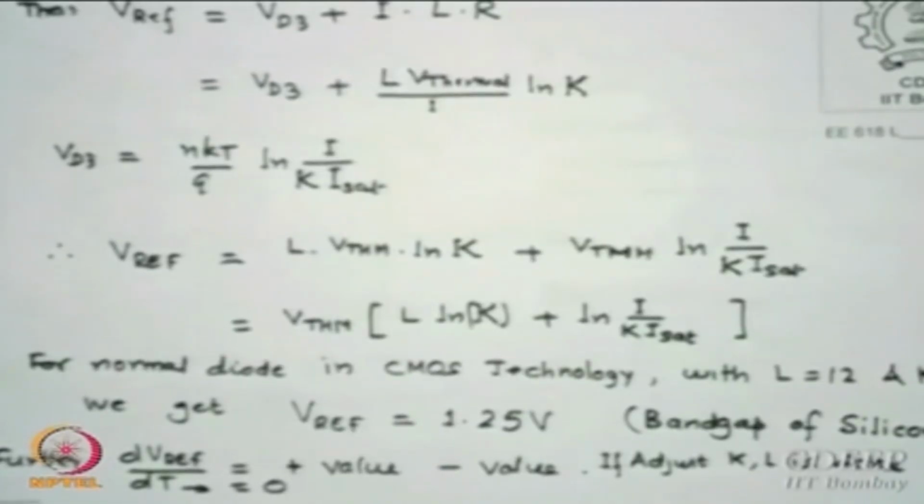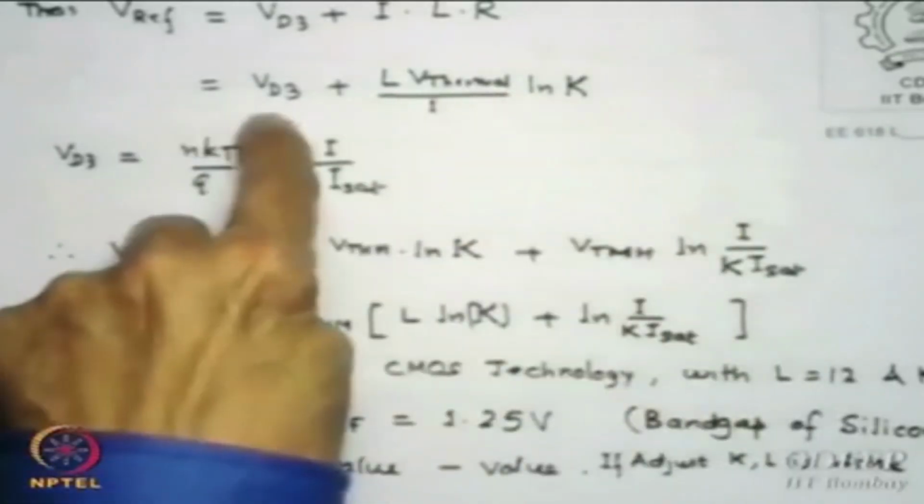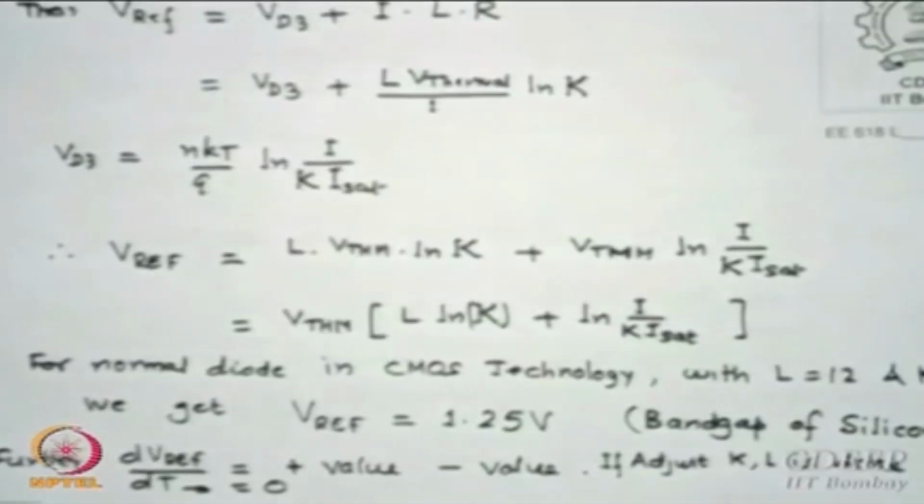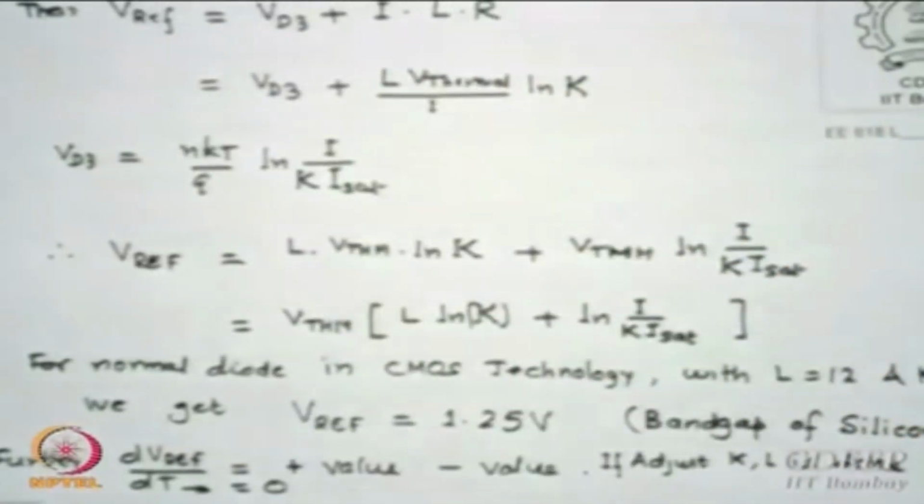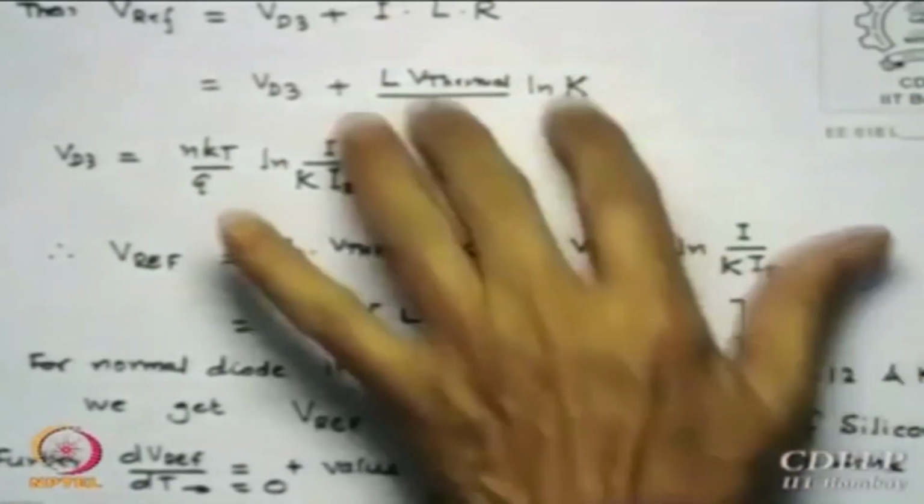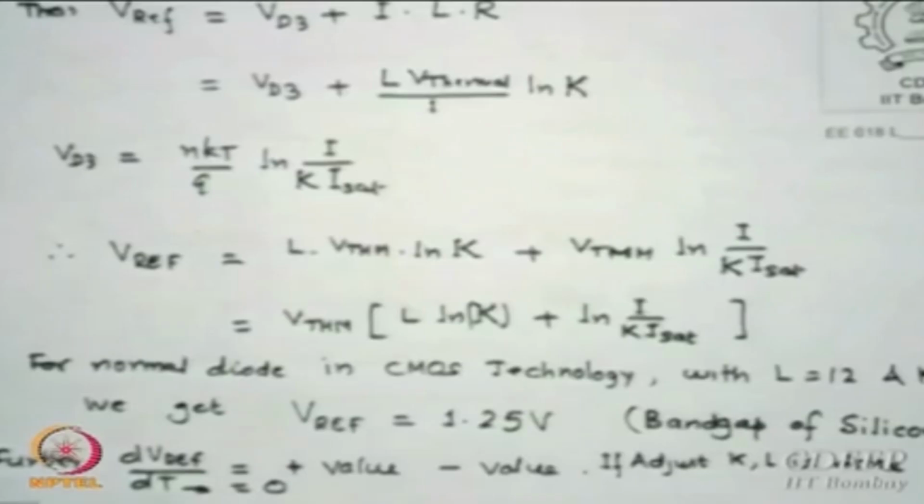How does the temperature of a diode change? The diode voltage VD changes by about minus 2 millivolt to 2.3 millivolt per degree centigrade. So this is plus, this is proportional, so this is plus, this is minus. The change of VD3 with temperature is minus, the other term is all positive, so it is thermal, proportional to temperature. If I adjust L and K such that whatever is the VD3 coefficient becomes exactly the same with the opposite sign, because this is minus, this is plus, so TCF can be made 0.